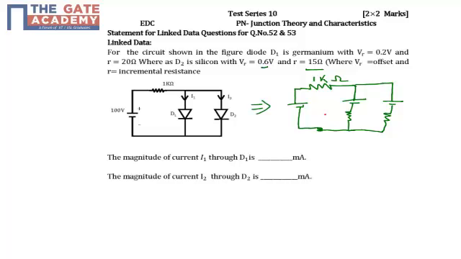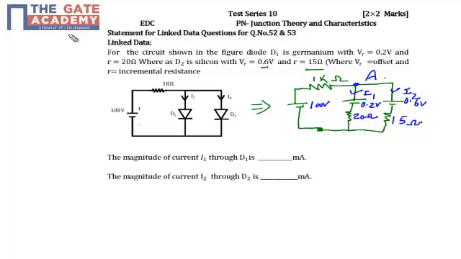Okay, there's a connection. So here we know that my supply battery is 100 volt, right? And the cut-in voltage of the germanium is 0.2 volt. Incremental resistance for the germanium is 20 ohm. Cut-in voltage for the silicon is 0.6 volt. Incremental resistance is 15 ohm. And the direction of I1 is this. Direction of I2 is this. And we need to find the value of I1 and I2. Let's name this node as node A. So the voltage at node A will be VA.